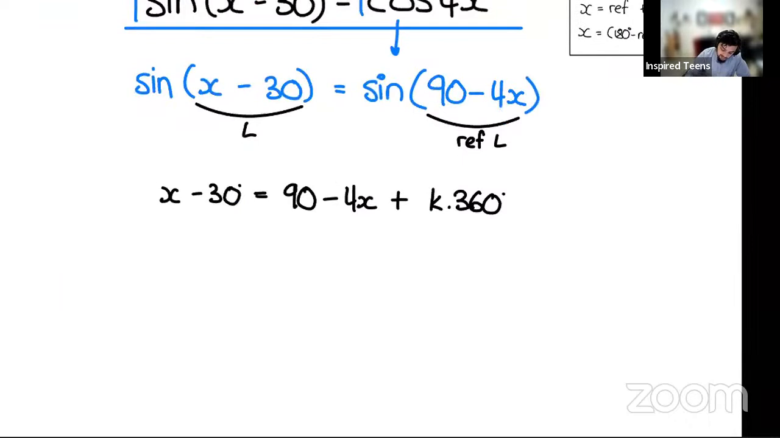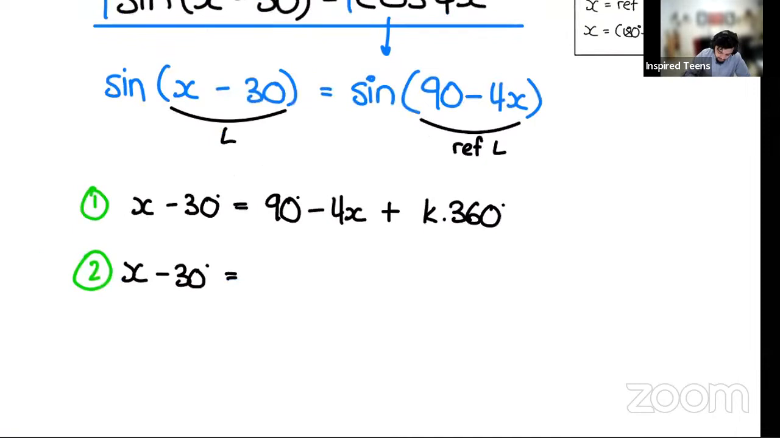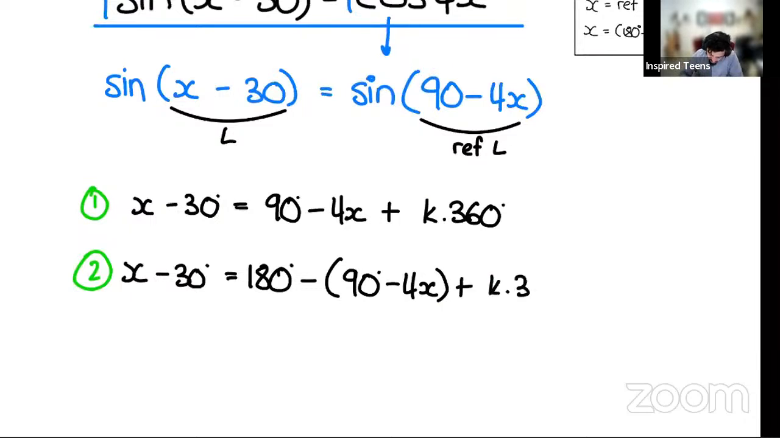Okay, and then I have my second equation. So this is my first one. And my second one is going to be x minus 30, which is my angle, is equal to 180 minus ref. Please use brackets. 180 minus open brackets. Our ref has two terms, so we have to use brackets because the negative is going to affect it. 90 minus 4x plus k times 360 degrees. Okay, so I've written the most basic form of my general solutions.